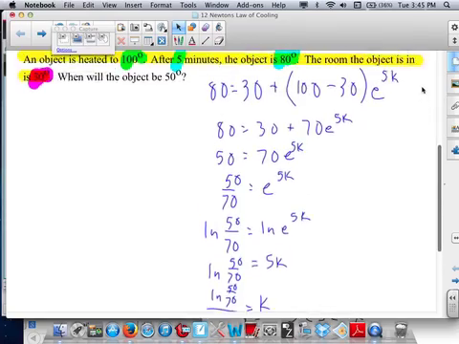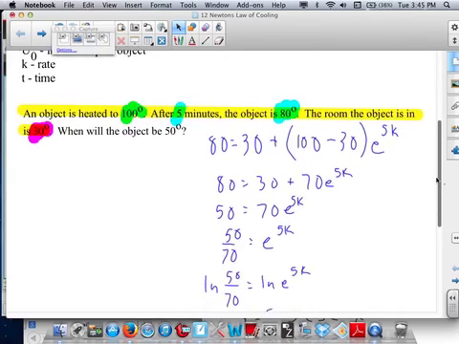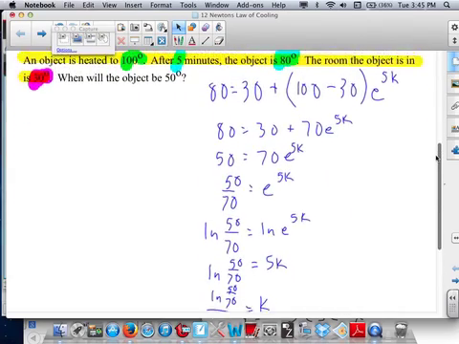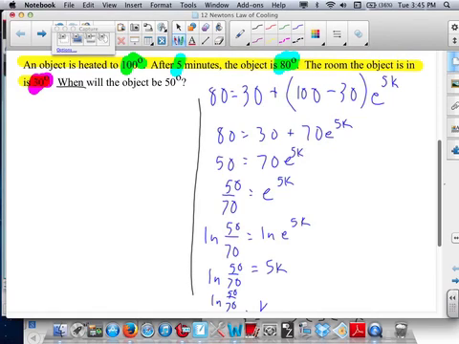Now let's go ahead and answer the question. When will the object be 50 degrees? When? That sounds like we're going to need a time, right? So when is it going to be 50 degrees? It's going to be 50 degrees at the end, right? So we want to put 50 in for u of t. All right, our 30 is going to be the same here, plus we still have heated it to 100. Our room is still 30 degrees, e to the kt. Now k, we know what that is, and we're going to solve for t.